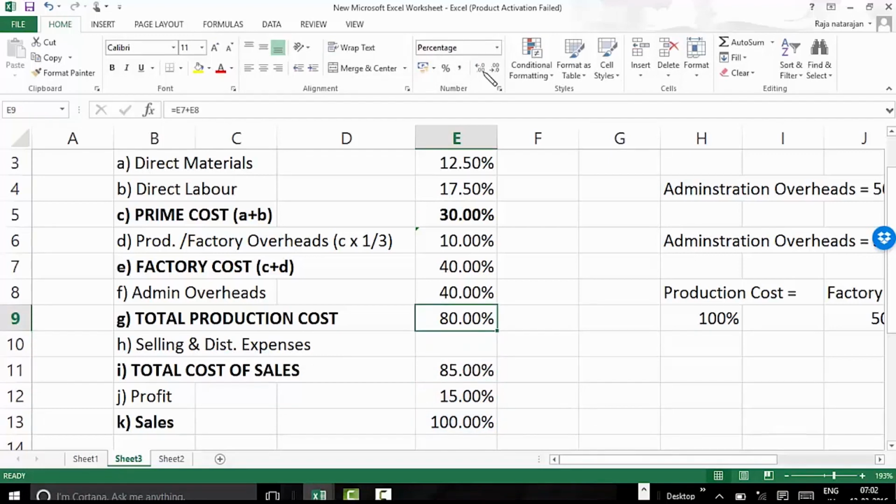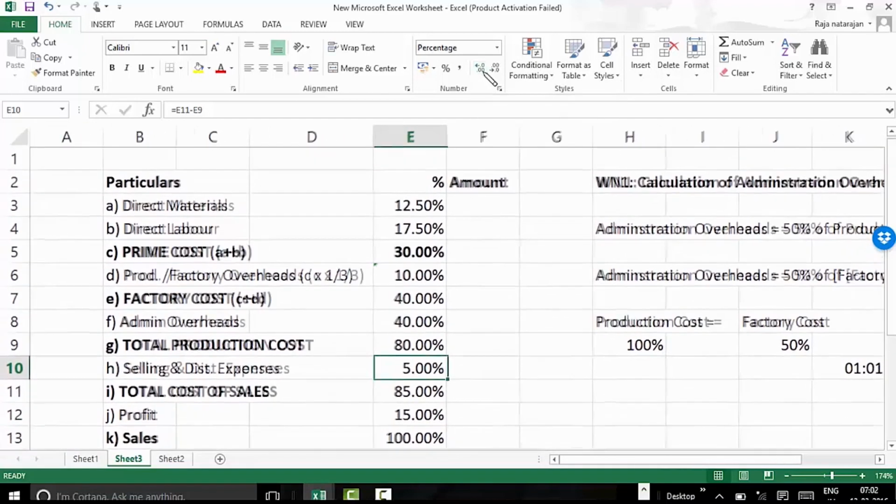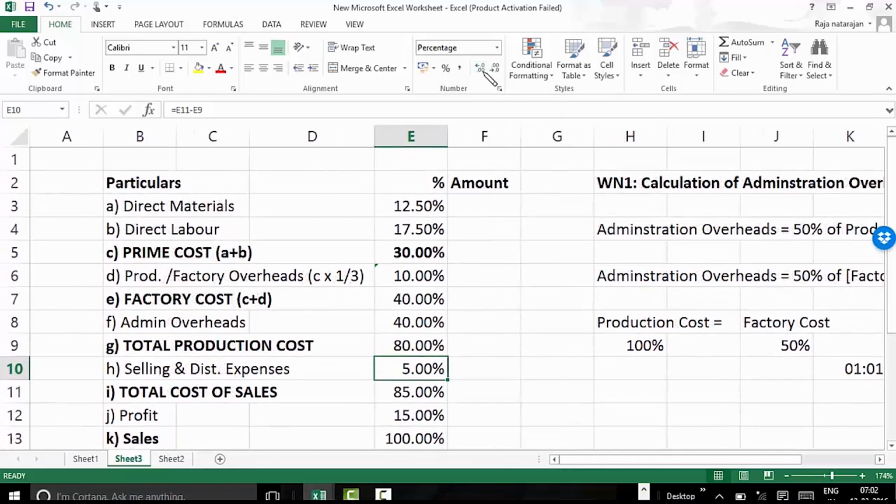You know up to total production cost, which was 80%. Your total cost of sales is 85%. So why is your total cost of sales greater than the production cost? Because of the presence of selling and distribution expenses in between, which is 85% minus 80%, that is actually 5%. Okay, so in this way you can also find out your selling and distribution expenses. So I think now we have a percentage for each and every item in this cost sheet.